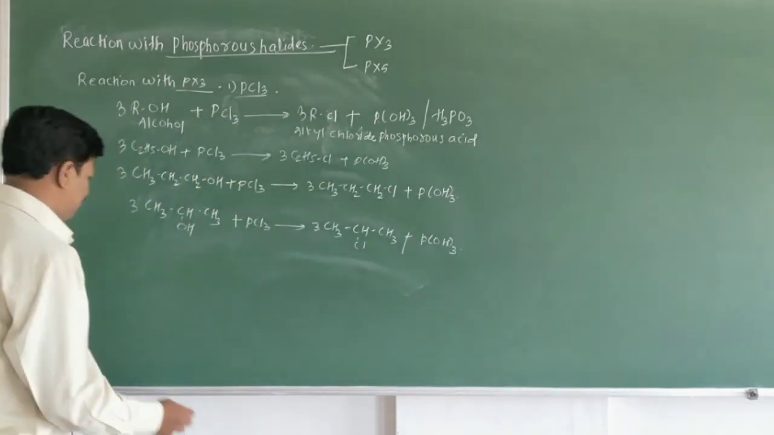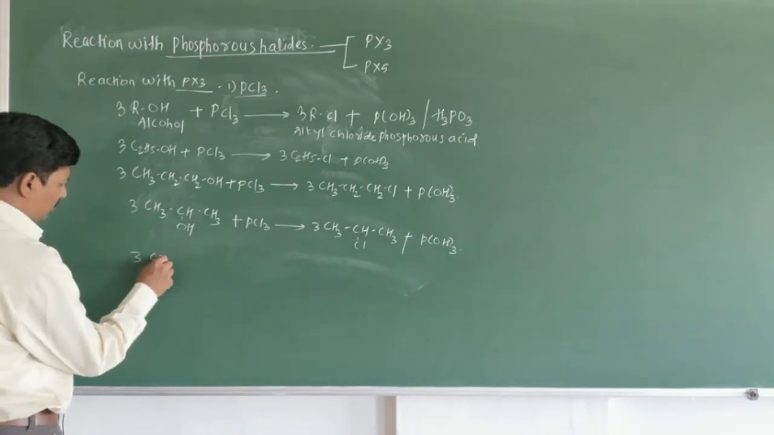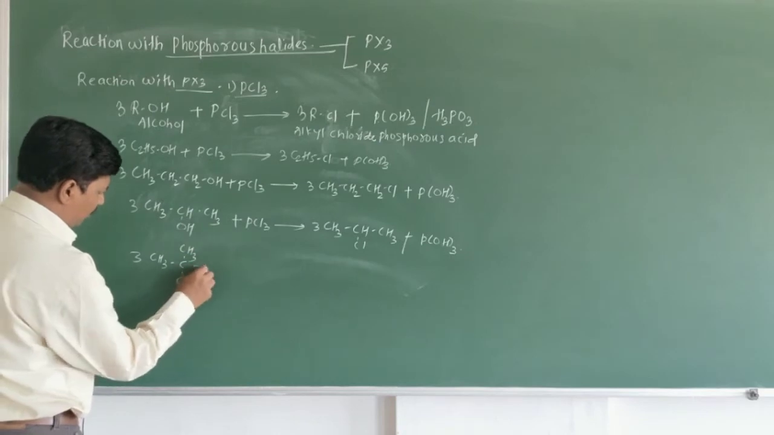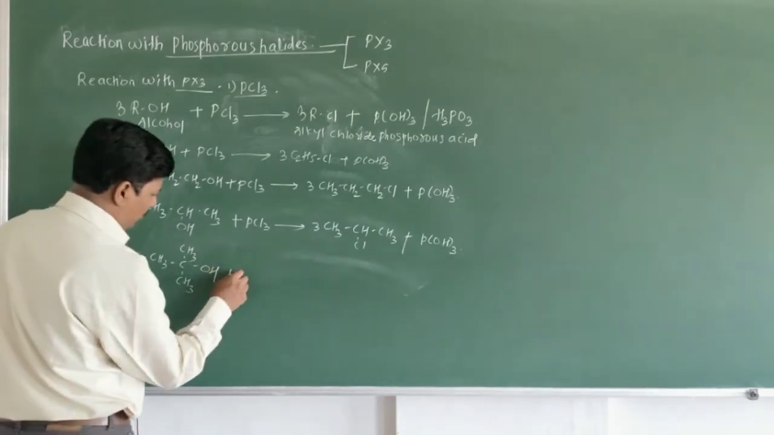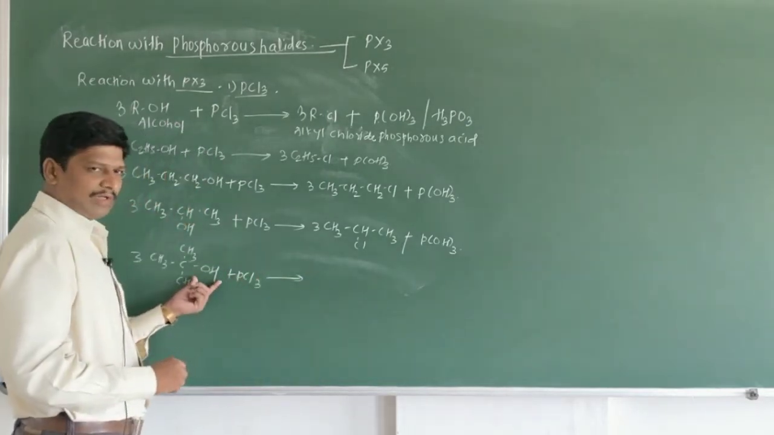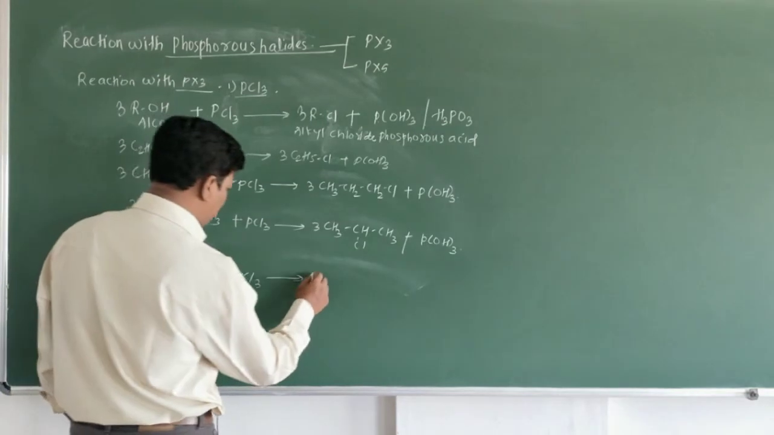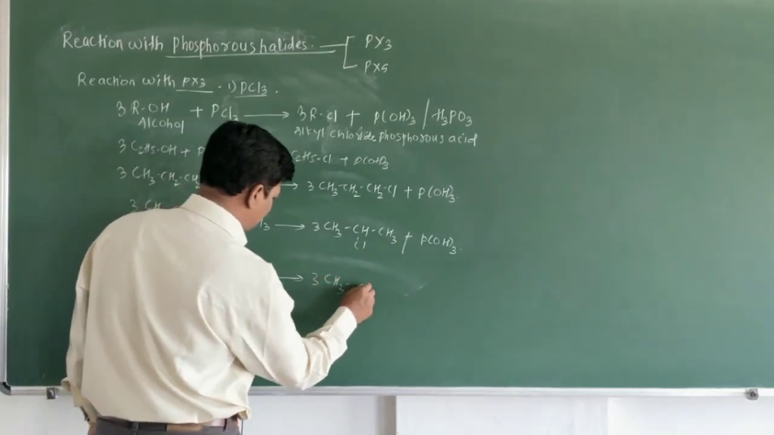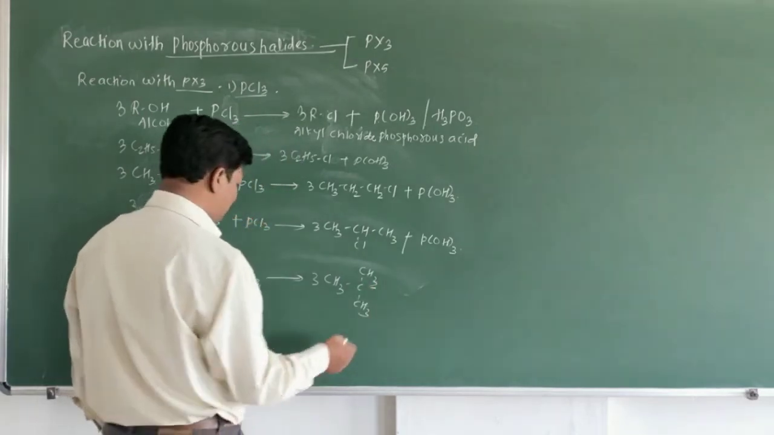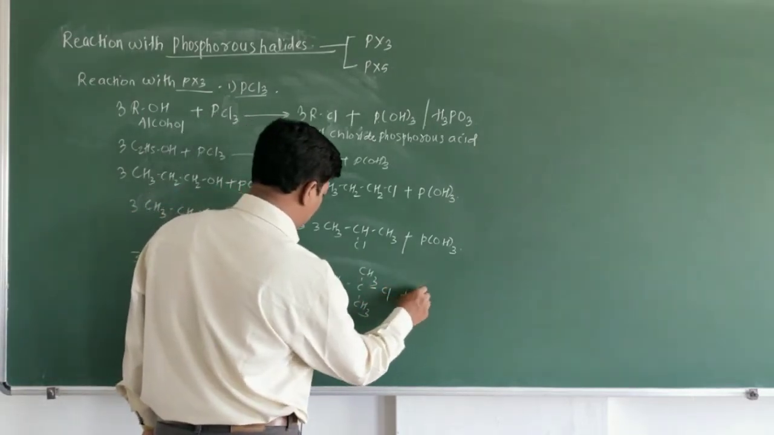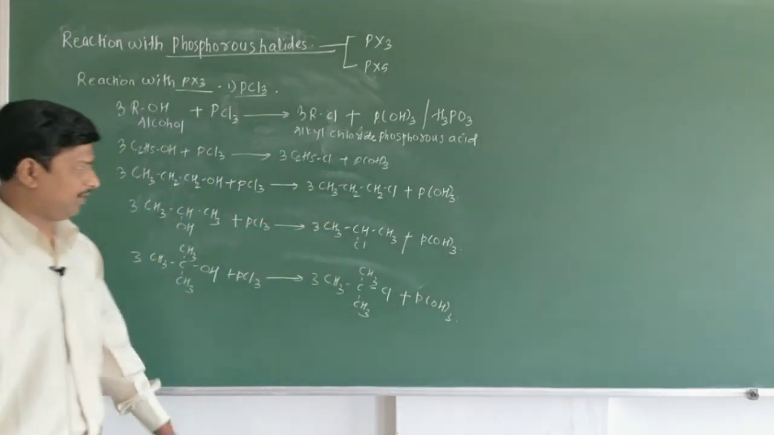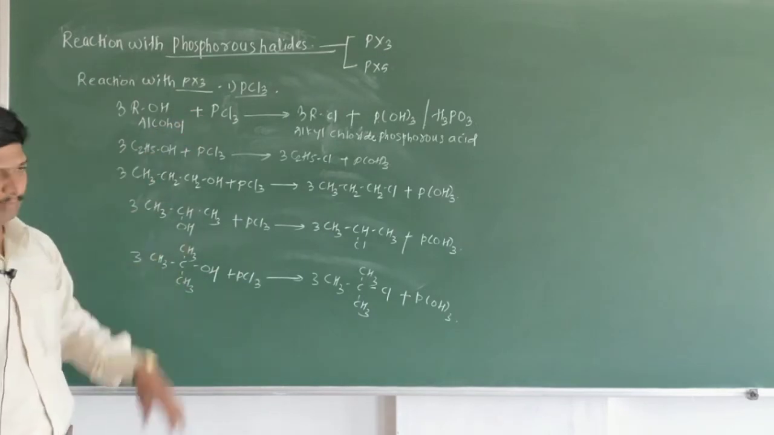Okay, and one more reaction, with a tertiary alcohol. Now tertiary butyl alcohol reacts with phosphorus trichloride. In this reaction the OH nucleophile gets substituted by chlorine to form (CH3)3CCl, tertiary butyl chloride, and phosphorus acid. So in this way we have seen the reactions with PCl3.